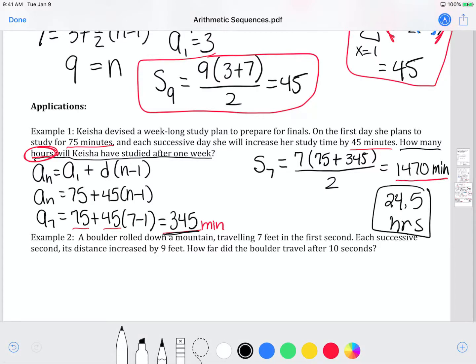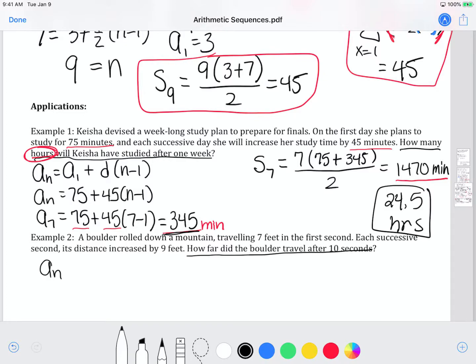Okay. In example 2, it says a boulder rolled down a mountain traveling 7 feet in the first second. Each successive second, its distance increased by 9 feet. How far did the boulder travel after 10 seconds? So again, we don't want to know how far it traveled on the 10th second. We want to know how far total it traveled in the entire 10 seconds. So this again is going to be a partial sum.